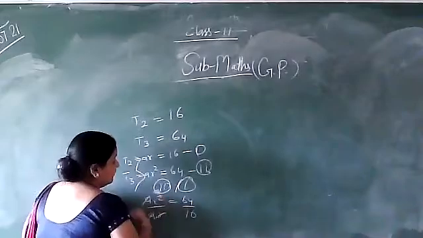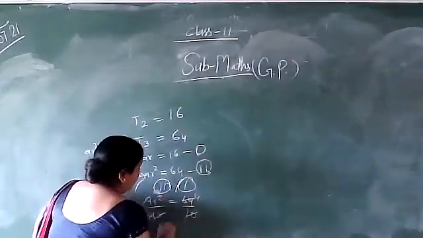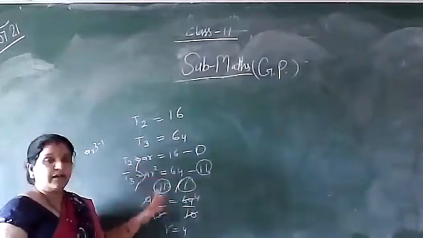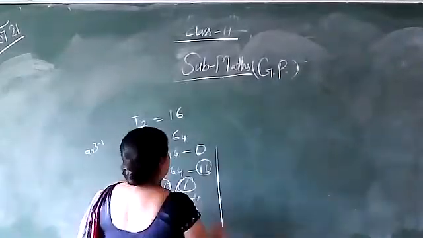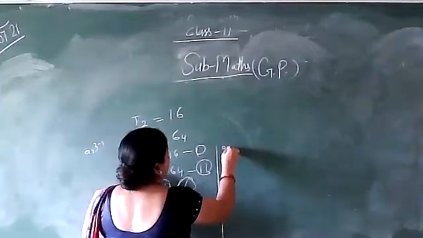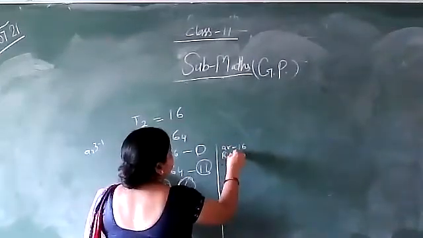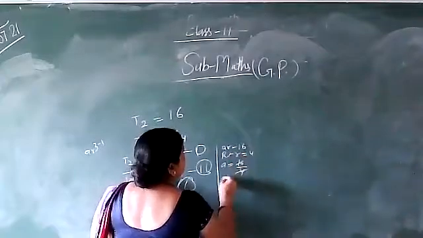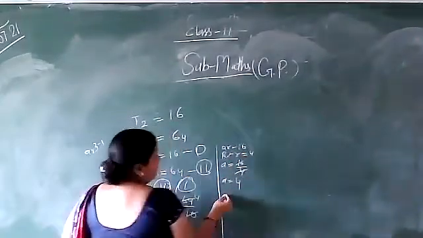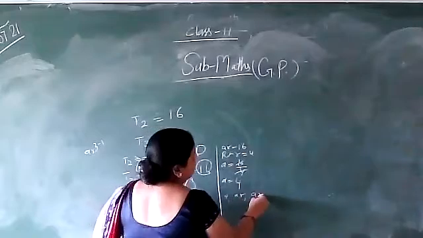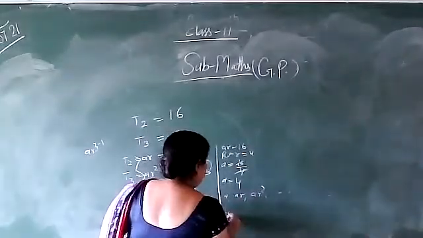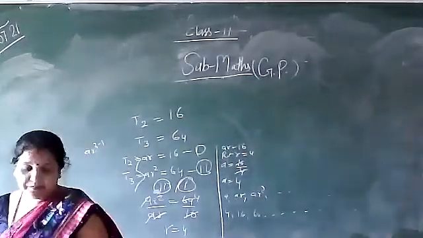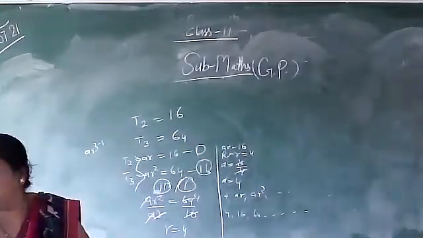Now A cancels, this one cancels, R equal to 4. We put the value in any equation and find the value of A. So if we put the value here, we find A R equal to 16, putting R equal to 4, A equal to 16 upon 4, A equal to 4. Now we write the series A, AR, AR square, AR cube. So here we put A. Okay, complete.